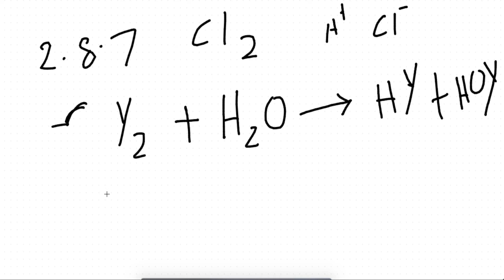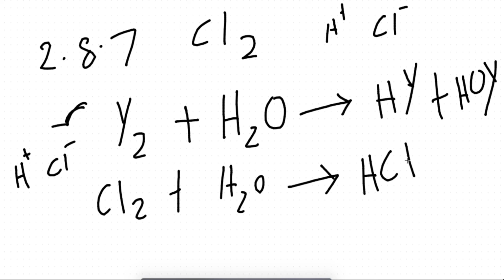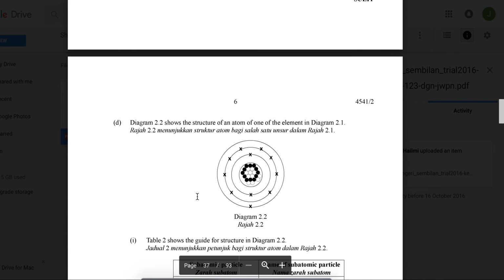So guys, I'll just write this out for you if it was chlorine. Cl2 plus H2O. Since H is positive, Cl is negative, they react together. And when you react together, you take the ion form. H plus, Cl minus, forming a compound, HCl. And what do you have left? You have one H, you have the O, and you have one Cl. So HOCl. Does that make sense guys? So easy. So we know the chemical equation when Y is dissolved in water.